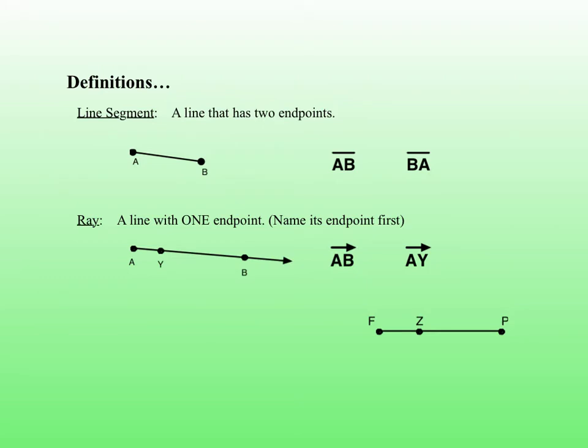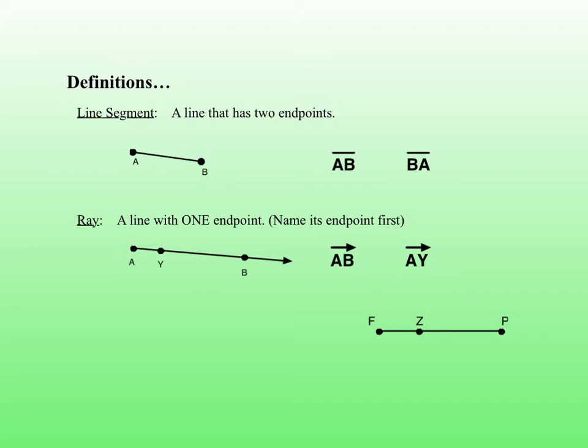The last thing that we have is what we call a ray. A ray is a line that has one endpoint, and it continues on in the infinite direction, and the arrow tells you which direction that is. When we are naming a ray, we have to name the endpoint first. So in this case, I can name this ray in 2 different ways. I can say it's ray AB, which would be this ray here, or I can say AY. But either way, I have to start out with the letter A because that is the endpoint of that ray.